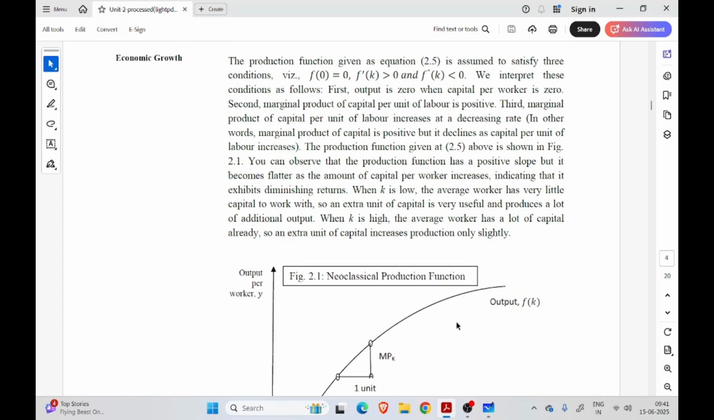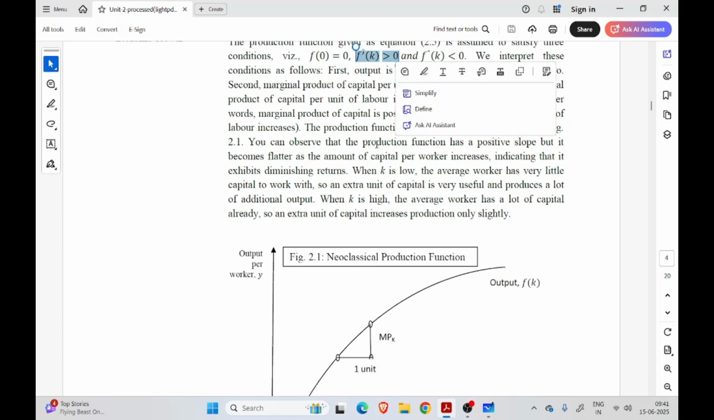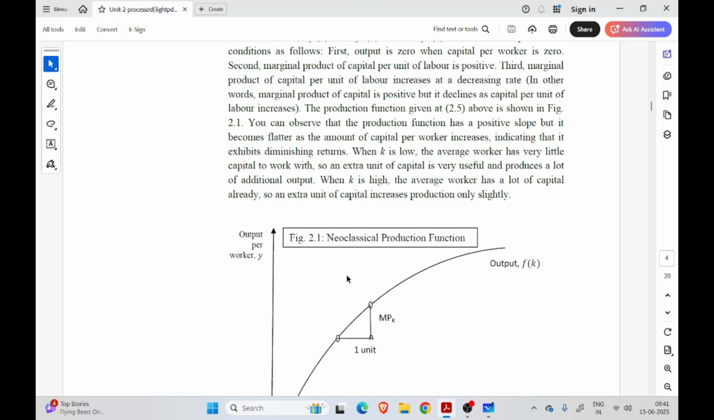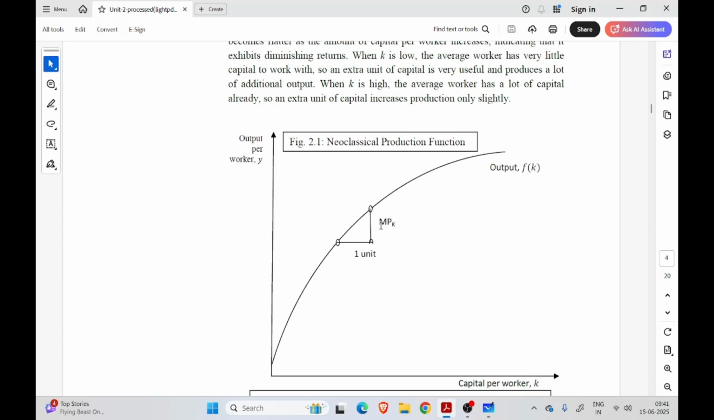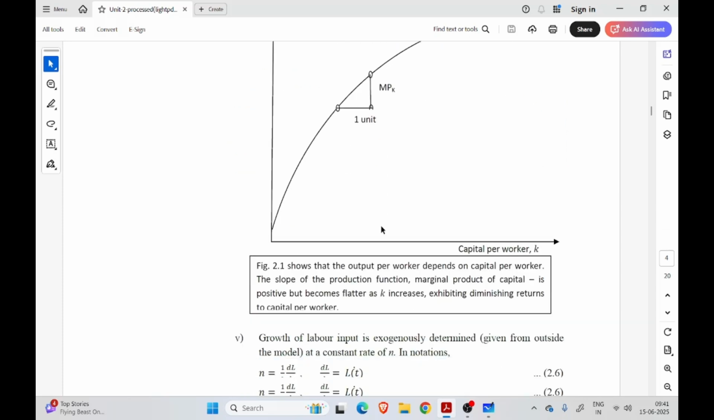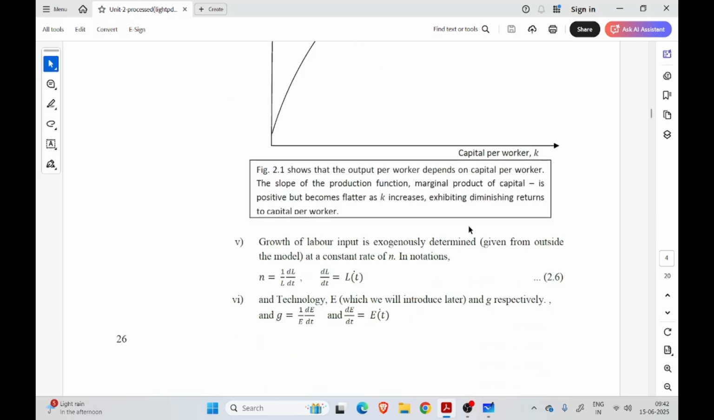The marginal productivity of capital is f'(k), and this is diminishing, that is f''(k), the second derivative of the function f, is negative. So this is an assumption, and this has to be satisfied by the production function.